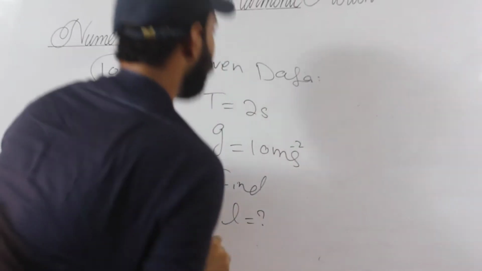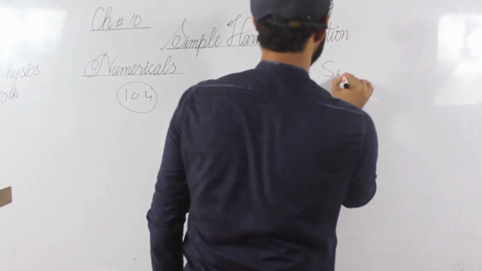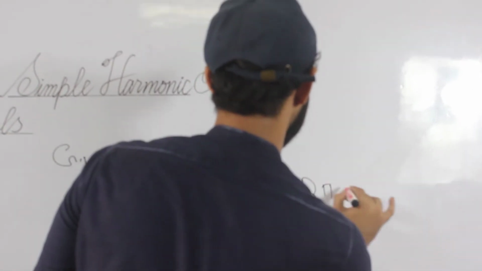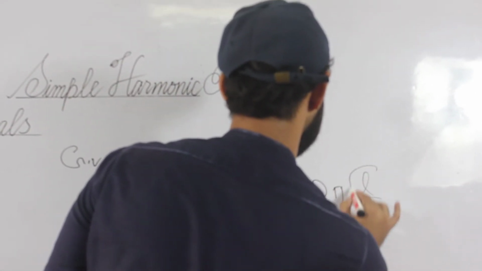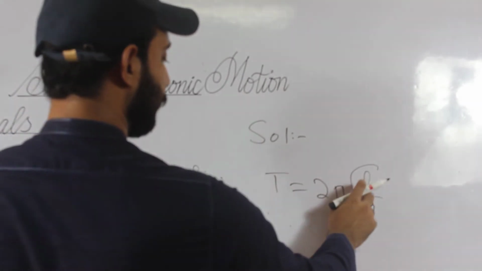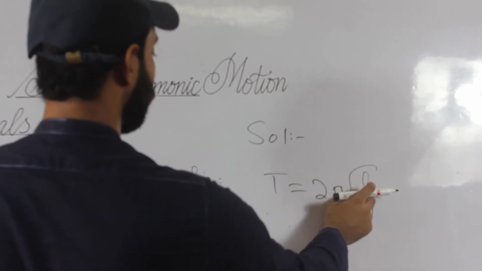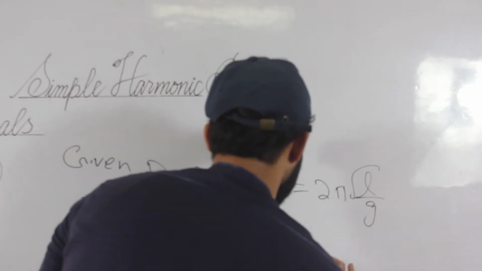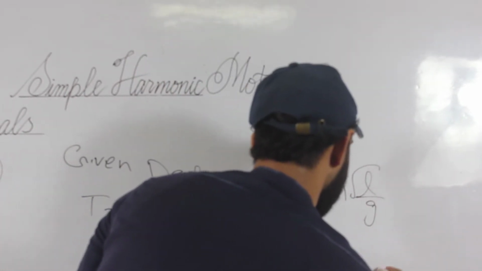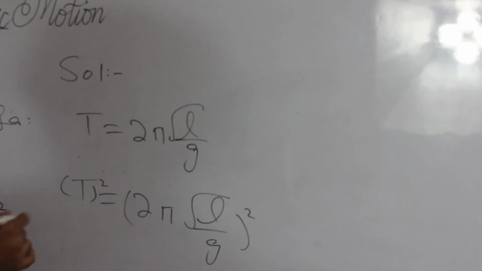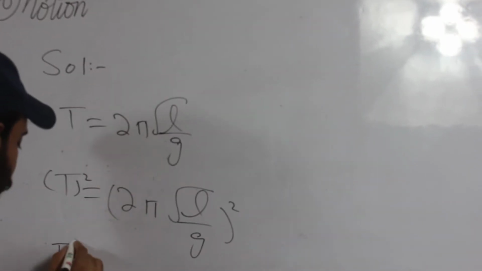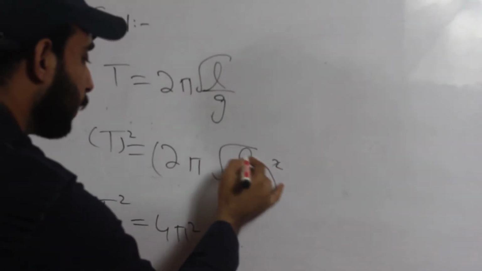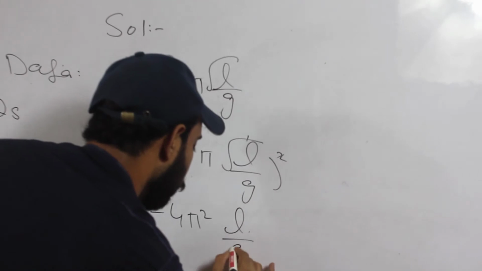So again student, apply the same formula that we applied in our previous numerical, T is equal to 2π√(L/g). What we have to find? We have to find the length, but length is under the square root. So taking square on both sides, we will get T squared is equal to 4π² L over g. Here square will cancel with the square root.